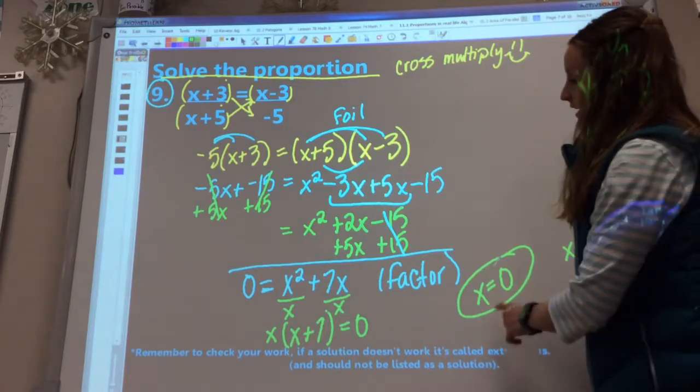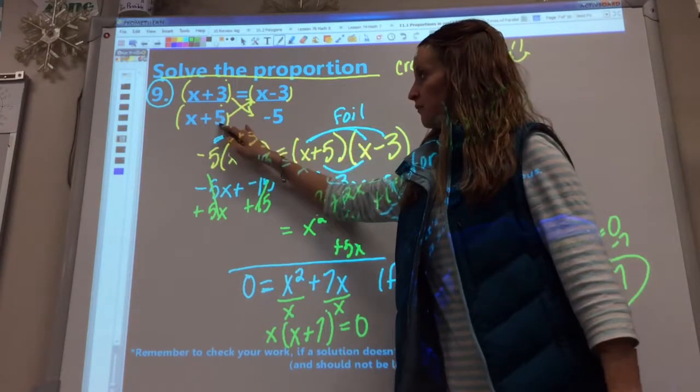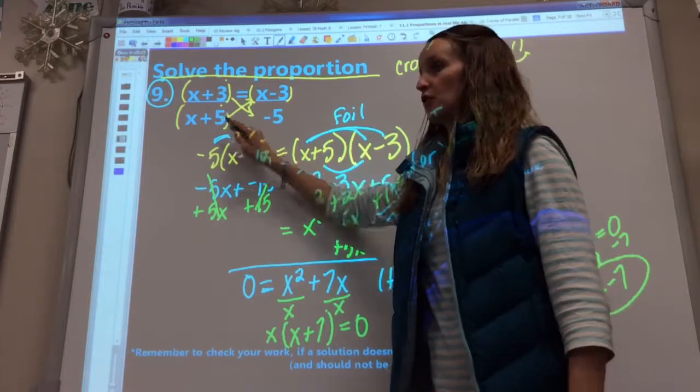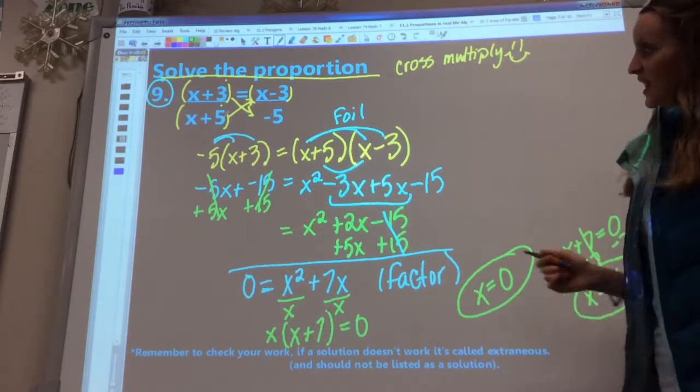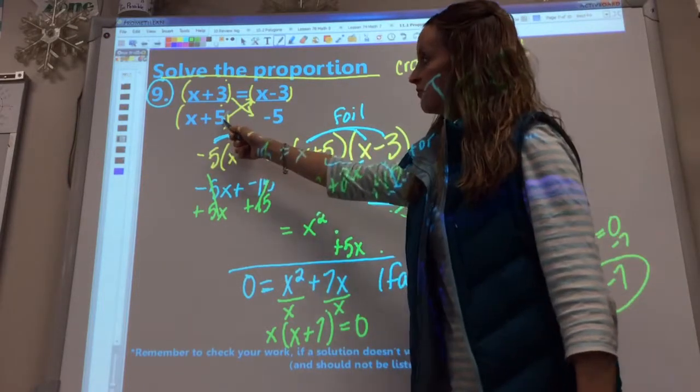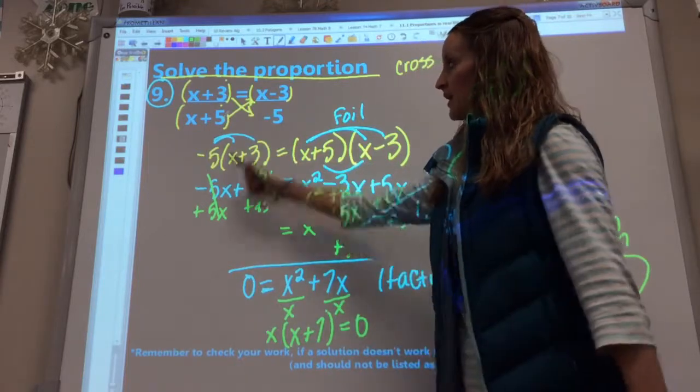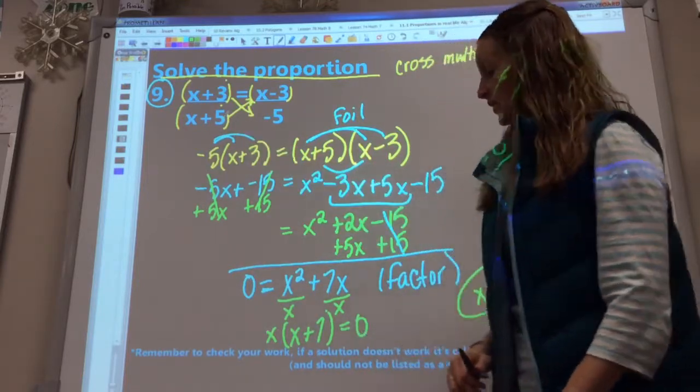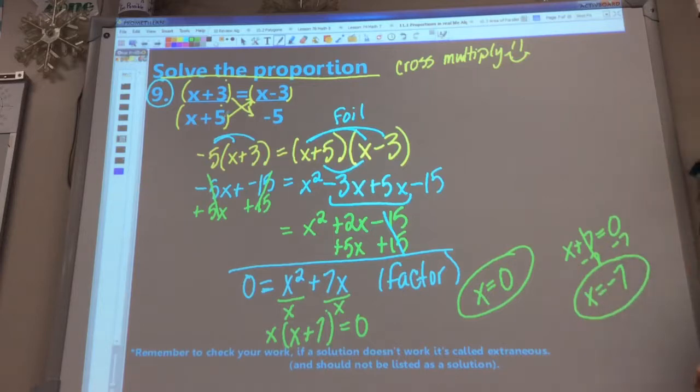Now, if you remember, we do want to check all of our answers. And would plugging in 0 make our denominator 0? No, this would still be 5. So we're okay. And then plugging in a -7, would that make our denominator 0? No. Okay, that would actually be a 2 or a -2. So that's okay. Both of these are possible solutions.